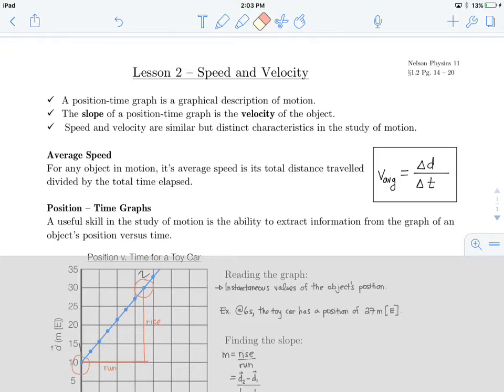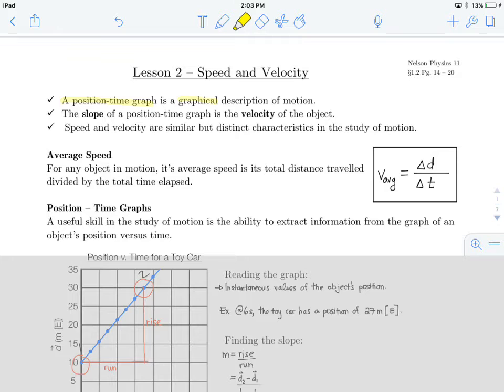Here we are with a lesson on speed and velocity. So we're talking about a couple different things today, and I'm going to break this lesson up into two smaller parts. So first and foremost, a position time graph is of course a graphical description of motion.